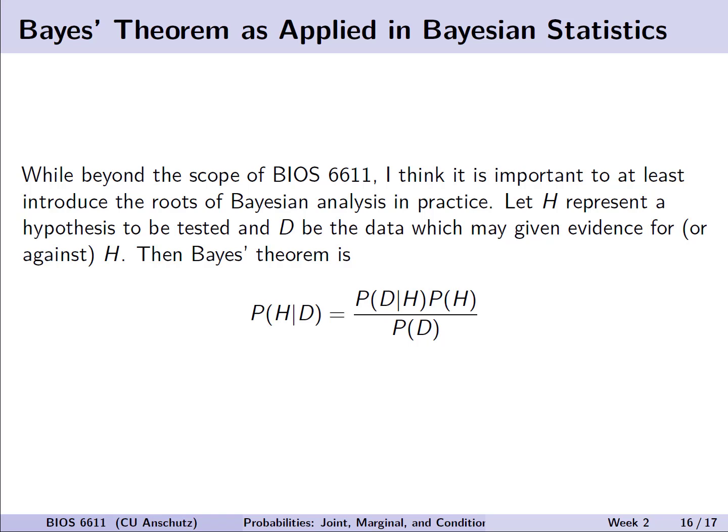So let's, for the sake of thinking like a Bayesian, let H represent a hypothesis to be tested. And we're going to let D represent the data which may give evidence for or potentially against that hypothesis of interest. Then based on Bayes' theorem, given the data we observe here, what's the probability that hypothesis seems realistic? That can be represented through Bayes' theorem as the probability of the data given we expected a certain hypothesis, times the marginal distribution of that hypothesis, divided by the marginal of the data.